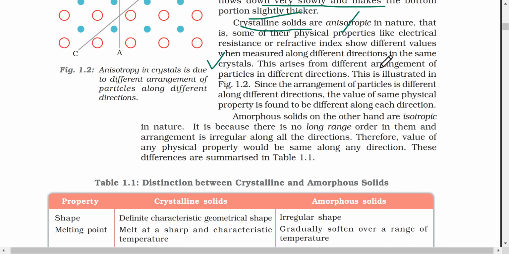Crystalline solids are anisotropic. This arises from different arrangement of particles in different directions. See, since the arrangement of particles is different along different directions, the value of the same physical property is found to be different along each direction.